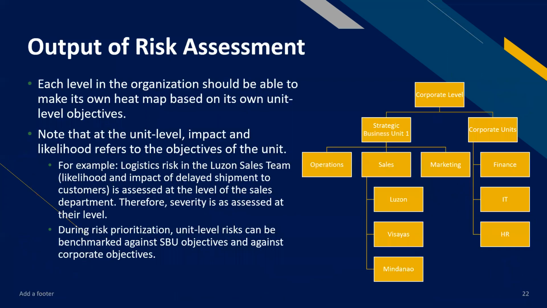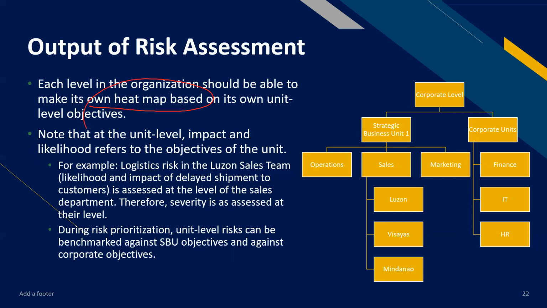So, at the end of risk assessment, what is your output? Your output at the end of risk assessment is to develop the severity in each organization or each unit, subunit in the organization, and do a risk heat map wherein you're able to determine the impact and likelihood of certain risks happening.